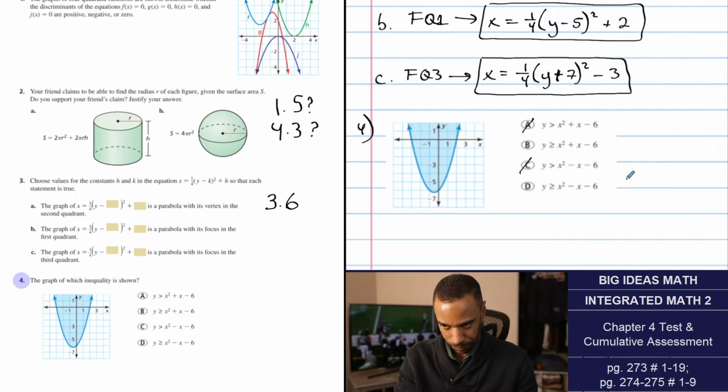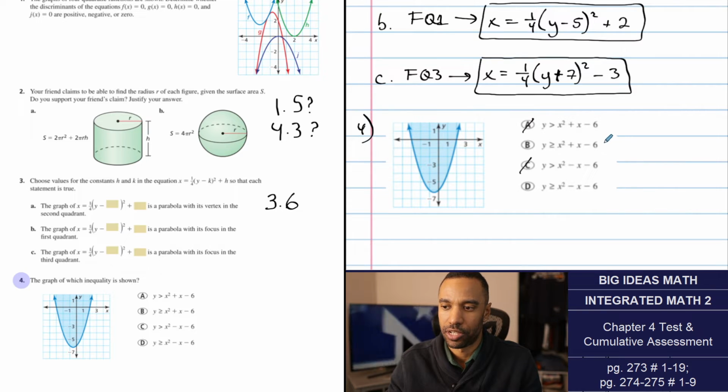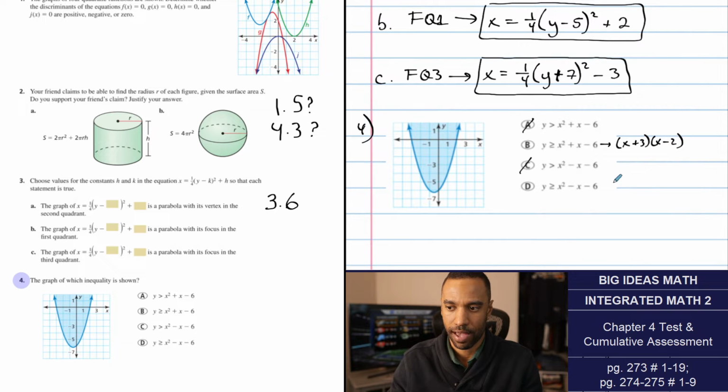It's not going to be those. So it's down to this or this. I believe it's supposed to be B. But let's take a look. This factors into x plus 3 times x minus 2. And this factors into x minus 3 times x plus 2.